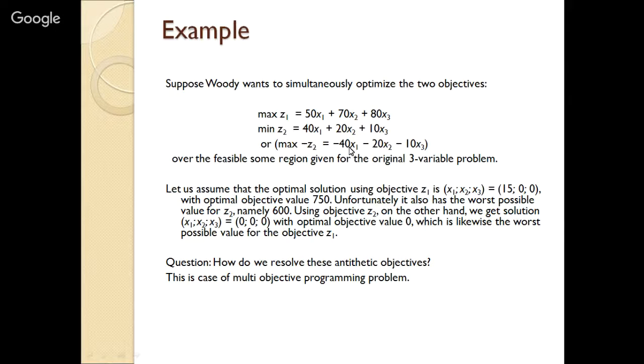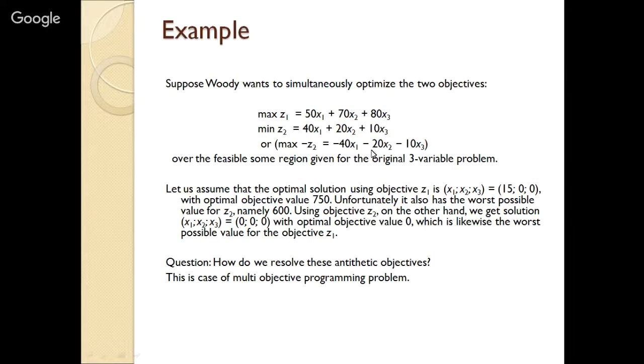Now what will be the solution? Because if you are taking 1500, it will be the worst solution for the second objective function. If you are taking 0, 0, it will be the best solution for the second objective function, but the worst solution for the first objective function. Isn't it? Right? So this is of maximization, this is of minimization. We have converted the minimization into a maximization problem.